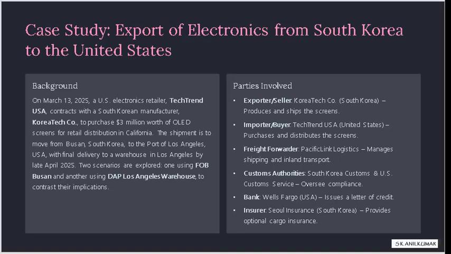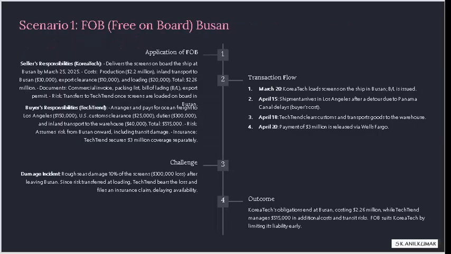FOB with DAP. Now scenario 1, FOB. How do we apply this FOB to this situation? In FOB, the seller's responsibility is to deliver the screens on board the ship at Busan port by 25 March. The costs are production cost, inland transport cost, export clearance cost and loading cost. The documents required are commercial invoice, packing list, bill of lading and export permit.